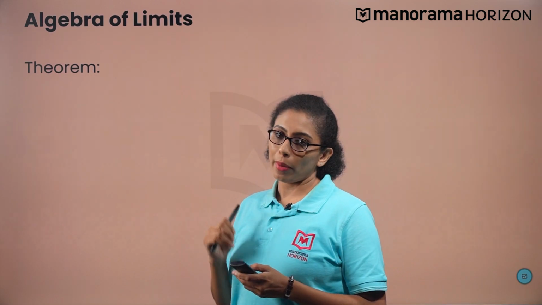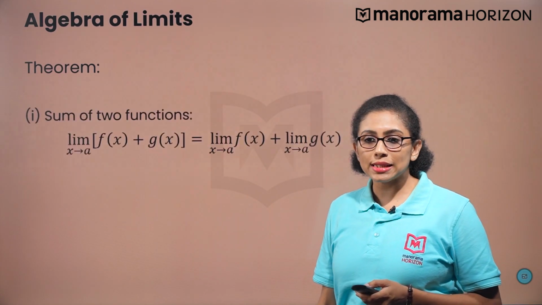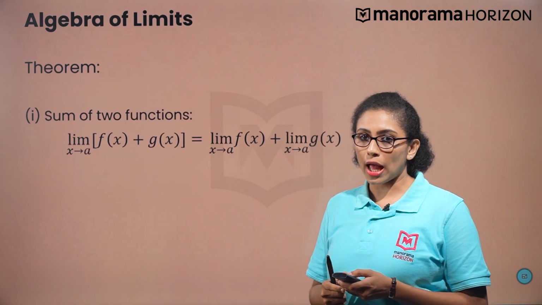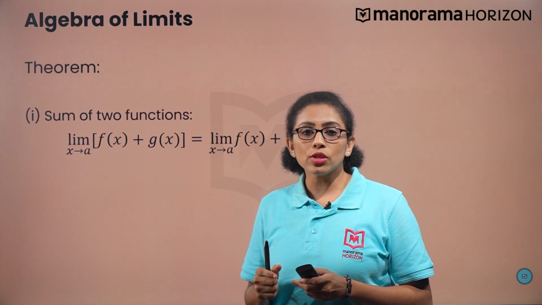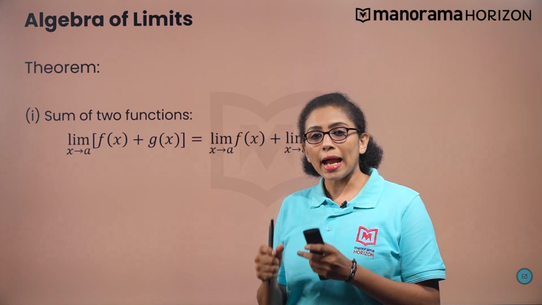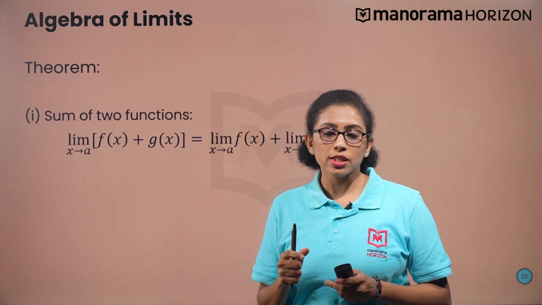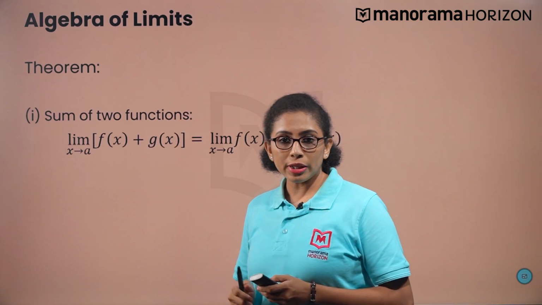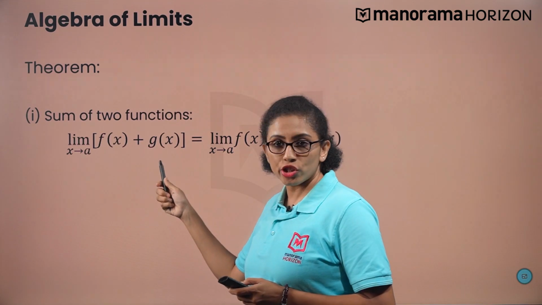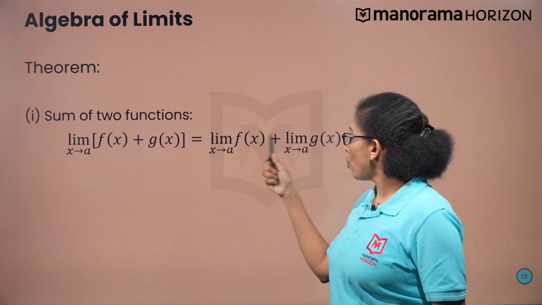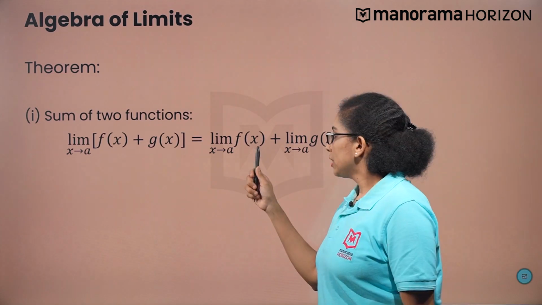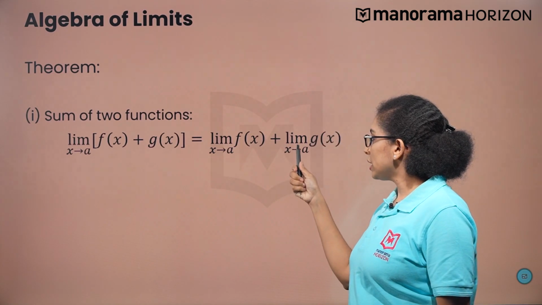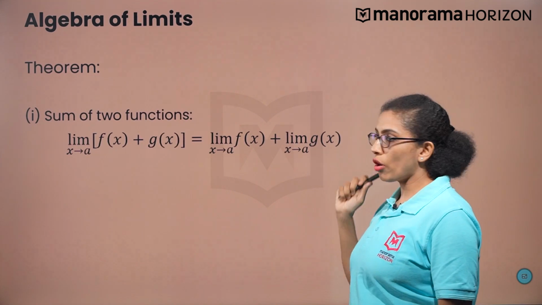Let us take one by one. First, we can discuss the addition. Take two functions f and g such that both the limits of function f and function g exist as x tends to a, then the limit of the sum of two functions is the sum of the limits of the functions. That is, limit x tends to a f of x plus limit x tends to a g of x.